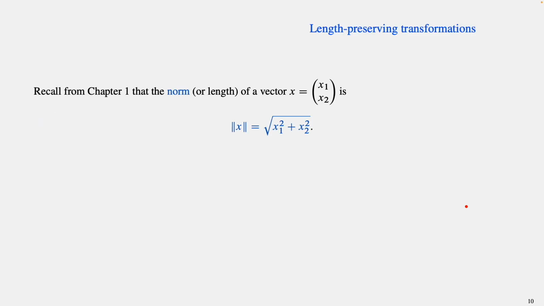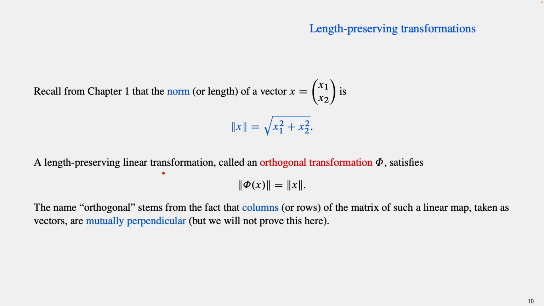Now let's take a closer look at so-called orthogonal transformations. And for these, recall from the first chapter of this course that the norm, or the length of a vector x with coordinates x1, x2, is simply given by the square root of x1 squared plus x2 squared. So if you recall Pythagoras' theorem, then it makes sense to have this formula defining the length of a vector. Now, an orthogonal transformation, phi, is a linear transformation that preserves the length of a vector in the plane. So it satisfies by definition the property that the norm of phi of x equals the norm of x for any vector x in the plane.